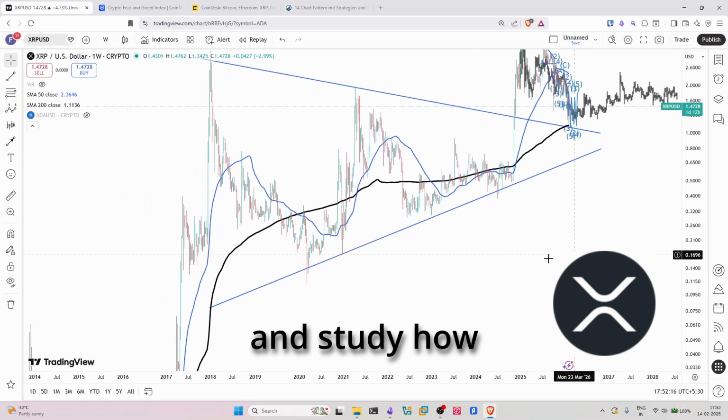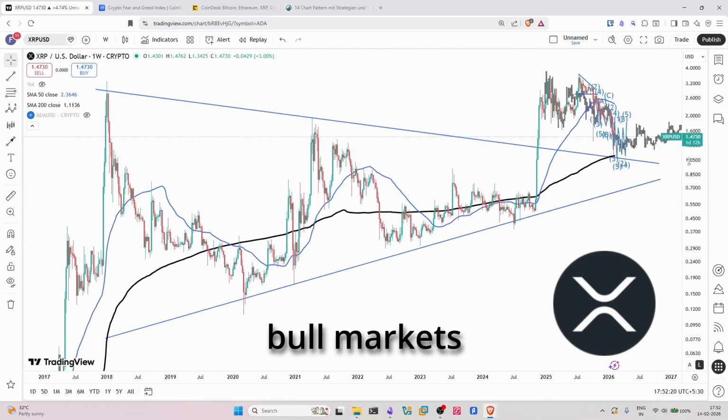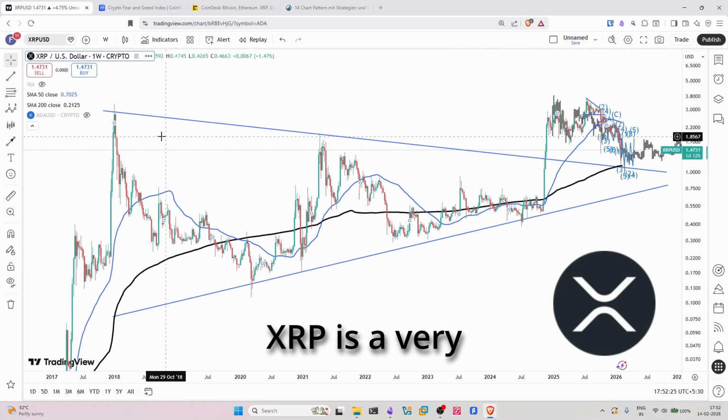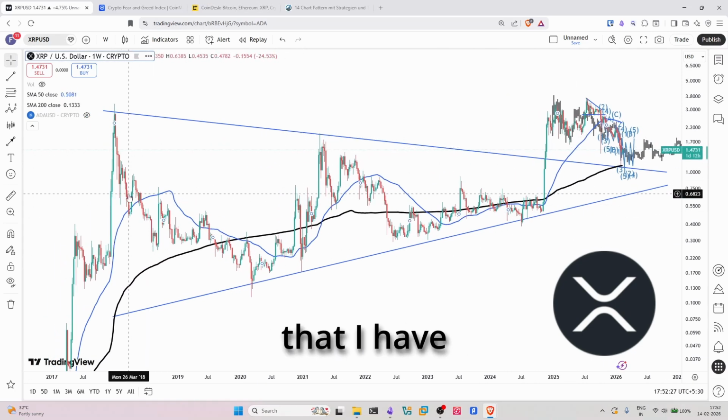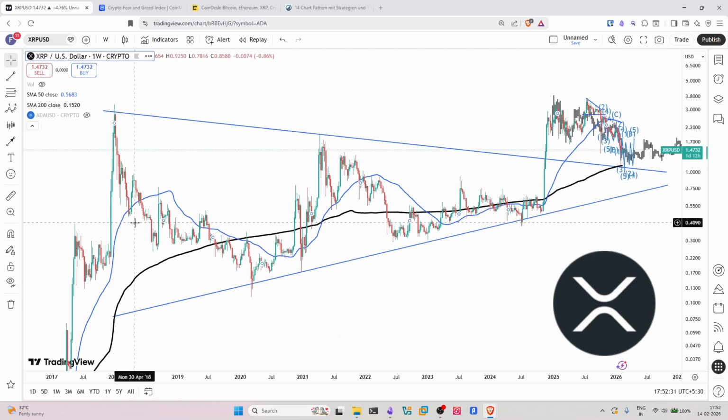Let's go back and study how XRP usually behaves in bull markets and bear markets. XRP is a very unique chart that I have observed. It exactly moves with the market but doesn't follow its usual trends.